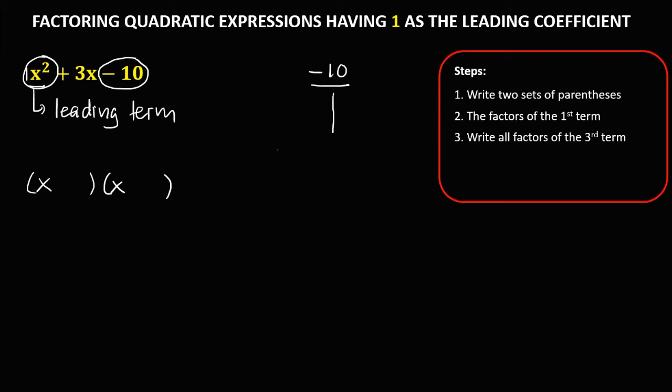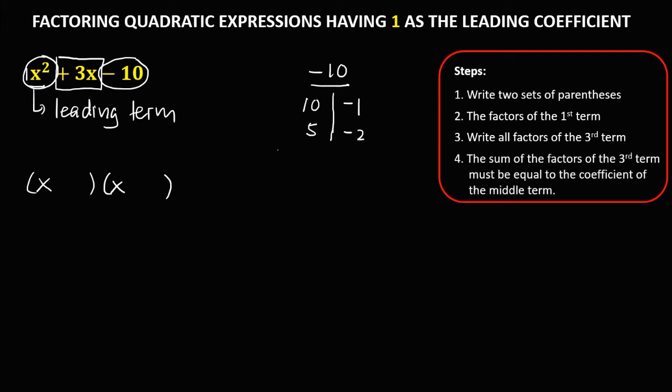Since 10 is negative, one of the factors is negative and one is positive. But since the middle term is positive, the bigger number must be positive. So for the factors of negative 10, we have 10 times negative 1. Then we also have 5 times negative 2. So these are the factors of negative 10.